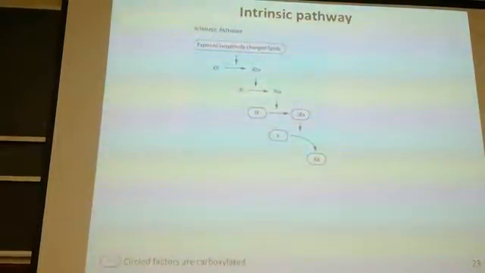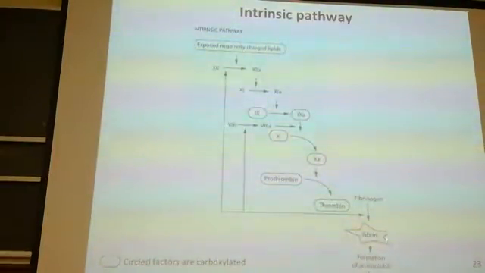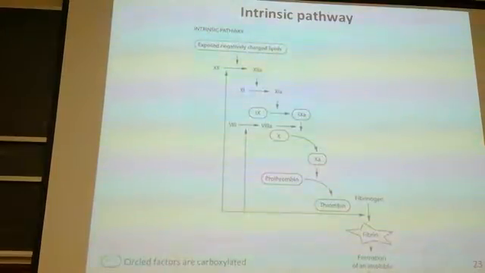And then activated factor 10 can activate prothrombin, another protease. And we finally have thrombin, which does two important things. It activates fibrin, and then it initiates this positive feedback loop, further amplifying the signal. Okay?